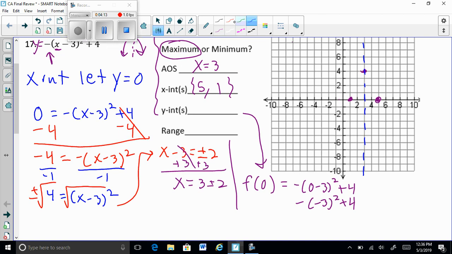And so when you square the -3, it does turn into a +9, but it has that negative waiting for it. So we end up with -9 plus 4, which is actually -5. So my y-intercept is at (0, -5). So it's going to be right here.